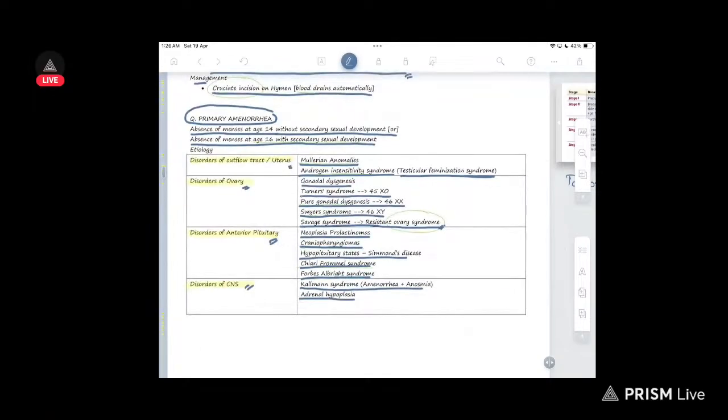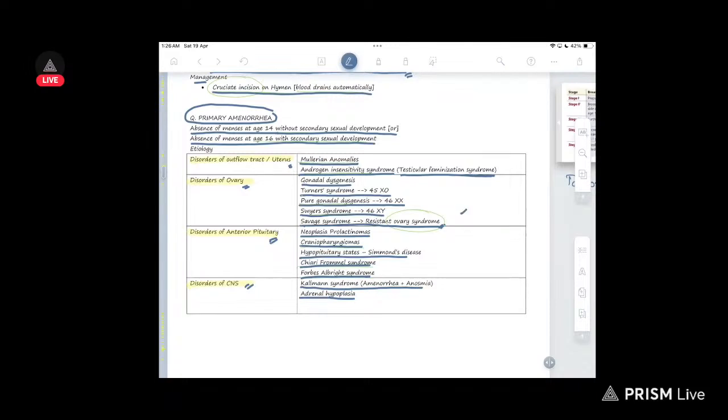You don't have to actually remember a lot of these things. Only resistant ovarian syndrome you have to remember. Gonadal dysgenesis, Turner's, pure gonadal dysgenesis, or Swyer syndrome, none of those you have to remember. Turner syndrome, gonadal dysgenesis, Mullerian anomalies, androgen insensitivity syndrome, which is testicular feminization, anterior pituitary neoplasia, prolactinomas, craniopharyngiomas, hypopituitary state, Chiari-Frommel. In the CNS, you have Kallmann syndrome.